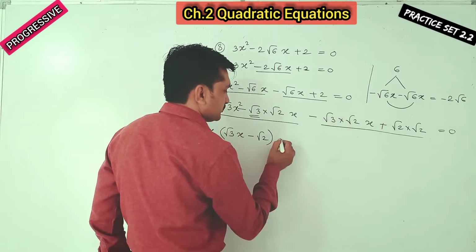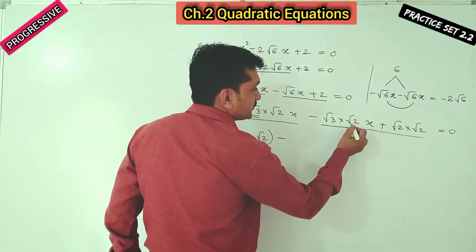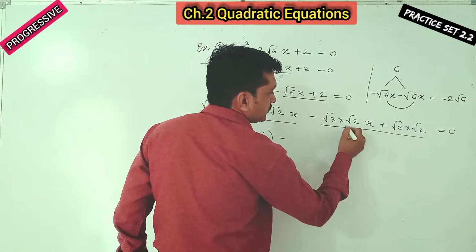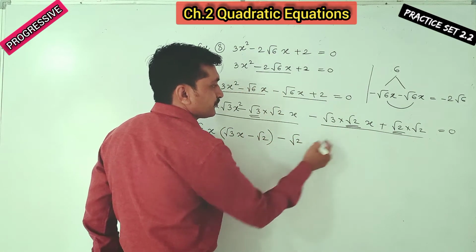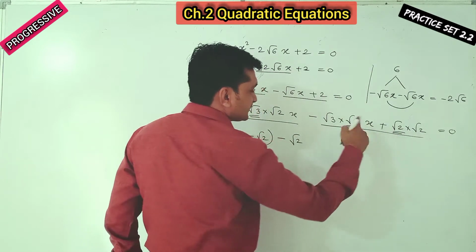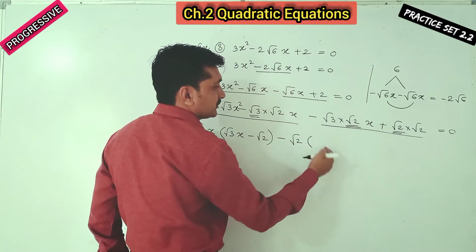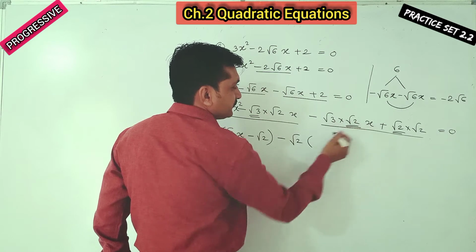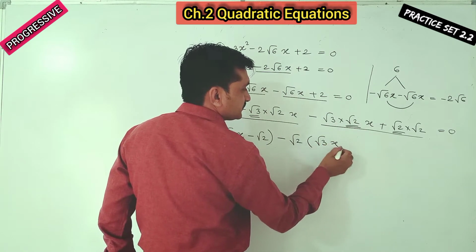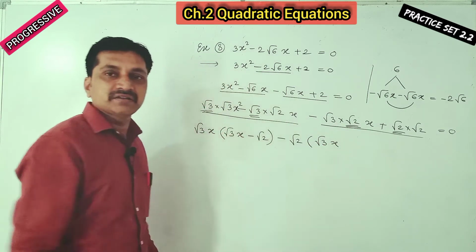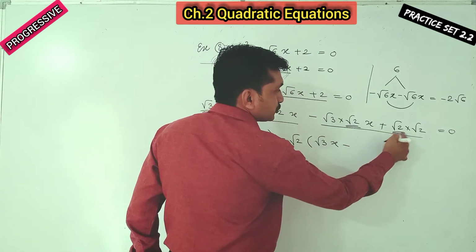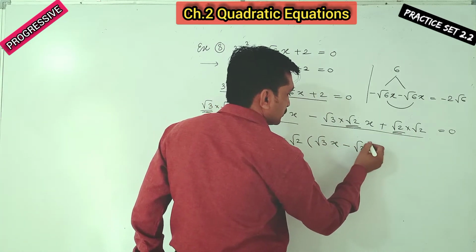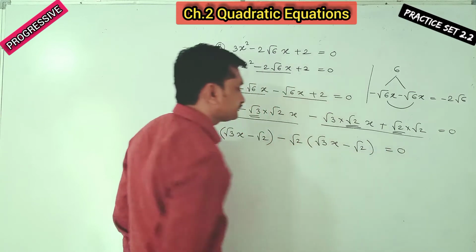Same way from here, minus. What is common here? See, root 3 is here but not here. Root 2 is here, root 2 is here. Means common is square root of 2. X is here, not here. That's why x is not common in bracket. Now it is out. What is left? Root 3x. We have taken minus sign out of bracket. That's why this sign will change. Minus. It is out. What is remaining? Square root of 2 is equal to 0.